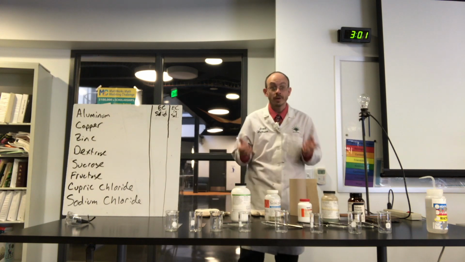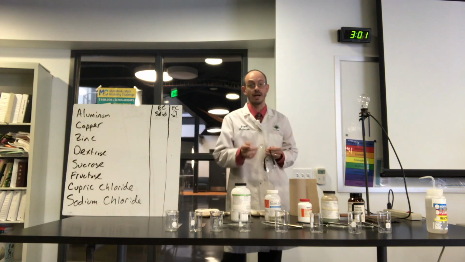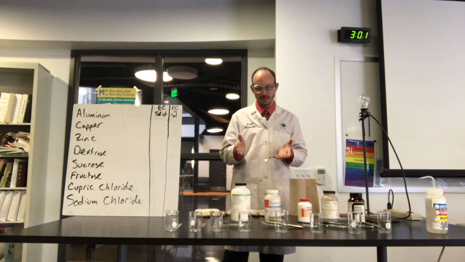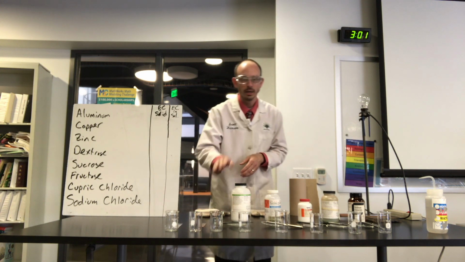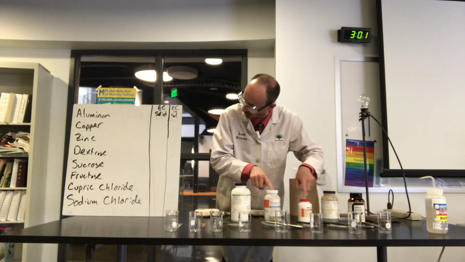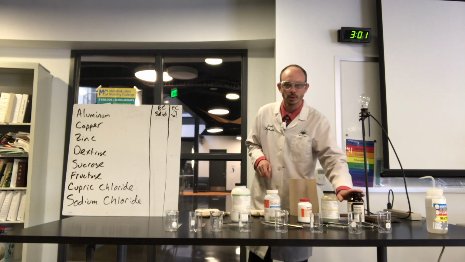Okay, guys and girls, what we have for you today is a little experiment on electrical conductivity. So I have 8 separate substances in front of me. I've got aluminum, copper, zinc. I've got 3 different things. I've got some dextrose, sucrose, fructose. I've got some copper chloride, and I've got some sodium chloride.